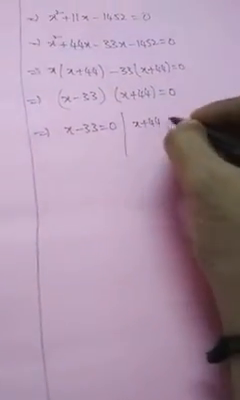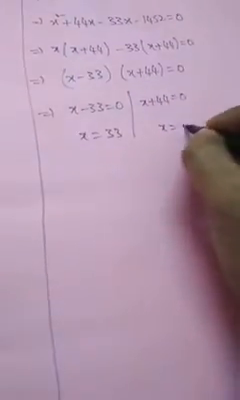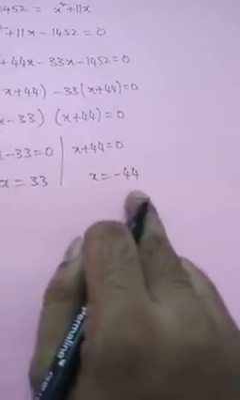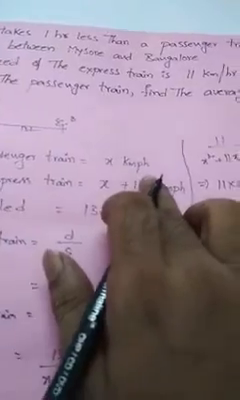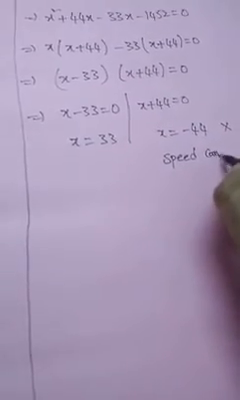It means that either x minus 33 is equal to 0 or x plus 44 equal to 0. So x is equal to 33, x is equal to minus 44. Here we got two values, plus 33 and minus 44. What is x? Here we have taken speed of passenger train as x kmph. So this one we will omit. Why? Speed cannot be negative.